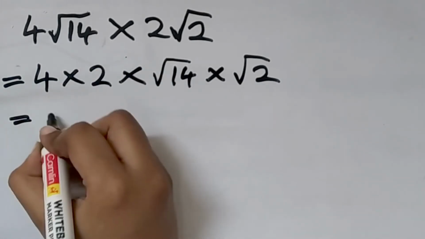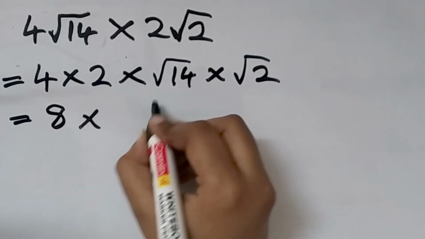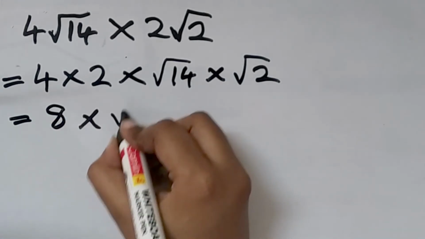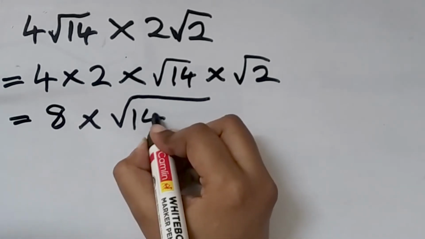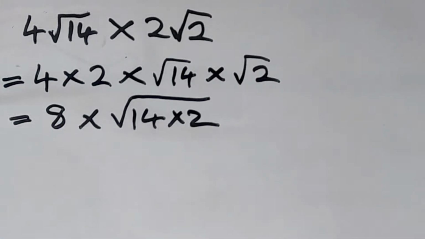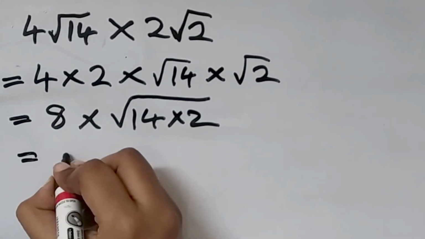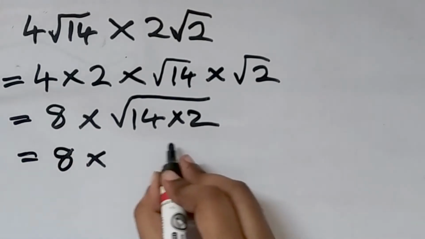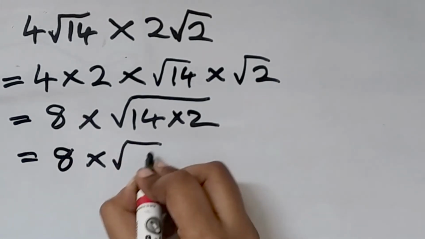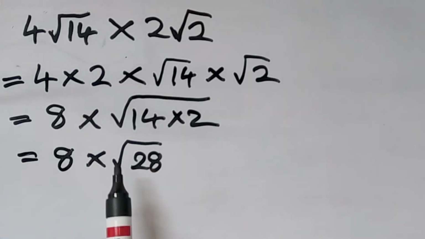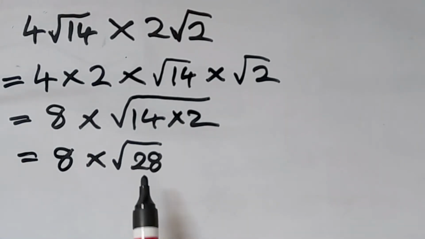Okay. Now 4 2s are 8, into this we can write it as square root of 14 into 2. Okay. So which is equal to 8 into 14 2s are 28. So square root of 28. This square root of 28 we can simplify further.